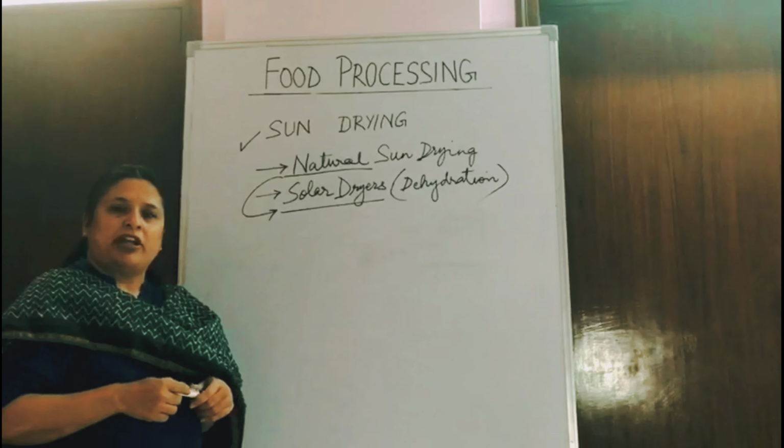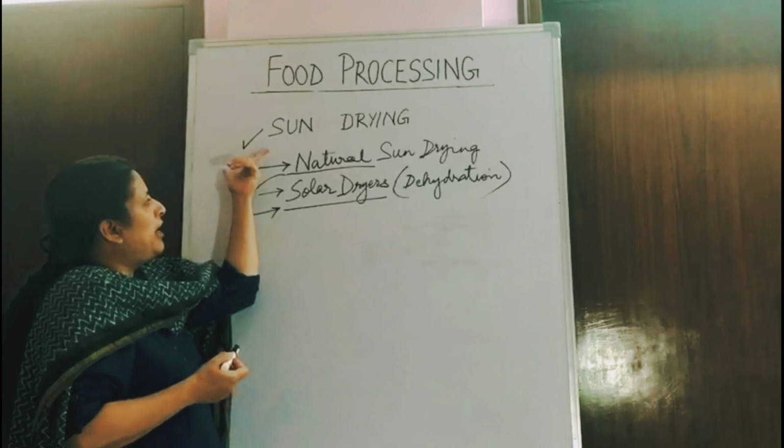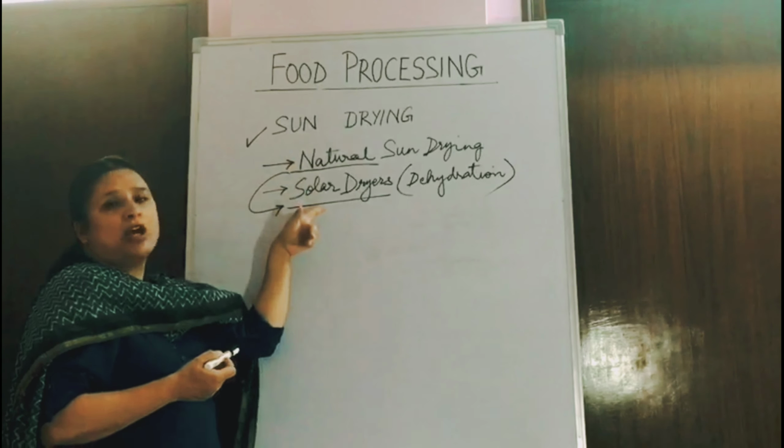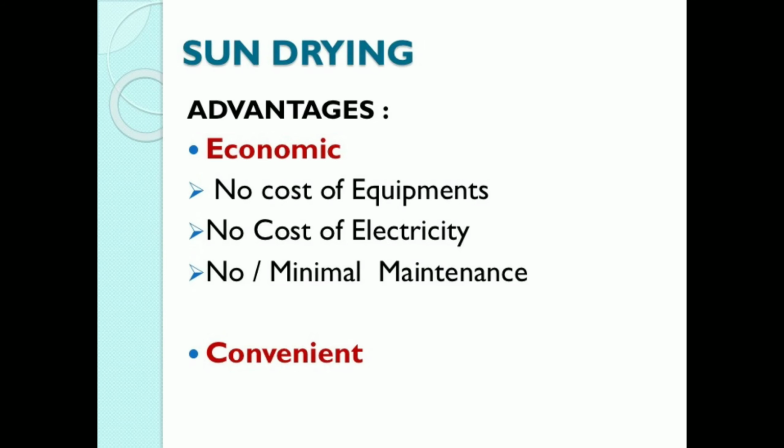So now what is the advantage and disadvantage of sun drying? Then we'll also compare the advantages and disadvantages of natural versus solar drying. So let us discuss the advantages of sun drying first. What are the advantages of sun drying? The most important and the biggest advantage is that it is very economic. Why is it economic? Because it doesn't involve any cost of equipments, any cost of electricity, and because there are no equipments involved, it hardly requires any maintenance.